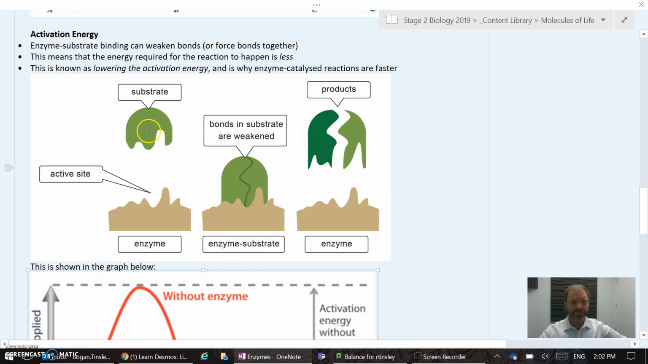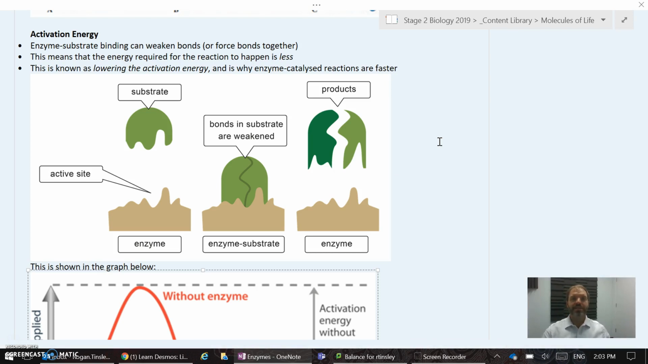Because what would happen is that without an enzyme, this substrate would have to break up into the two products. And although that can happen, that sometimes the substrates become the products without the enzyme there, that's a very slow process, and it can only happen when there's a lot of activation energy.